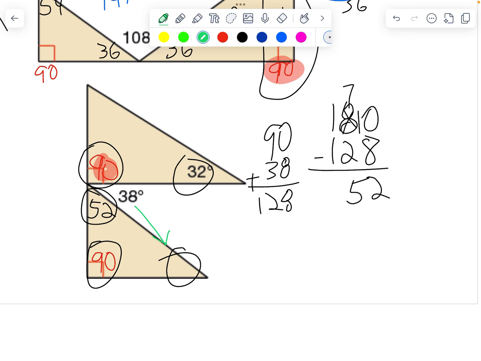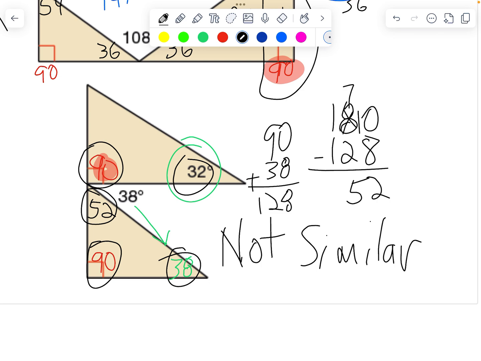The missing angle, we already have it. It's going to be right here, right? It's going to be 38. Because we already did it. Does that make sense? We know that 38, 52, and 90 are going to add to 180. So we know this angle is 38. Well, if this is 38, this triangle and the other triangle cannot be similar. So these two are not similar, right? They're not similar. Okay? All right, there we go.